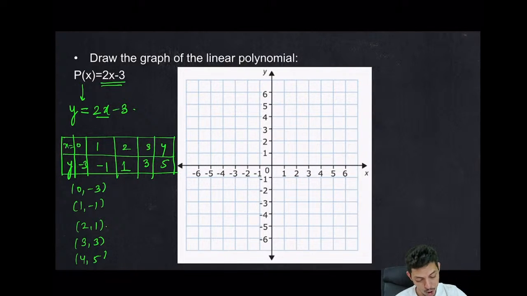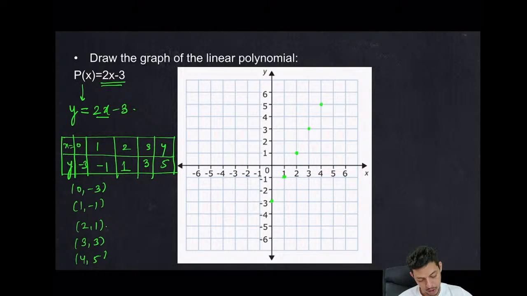Okay, so on this graph sheet, let's identify this. So x is 0 and y is minus 3 is nothing but this green dot over here. x is 1 and y is minus 1 is this dot over here. x is 2, y is 1 is this point. x is 3, y is 3 is this point. x is 4, y is 5 is this point.